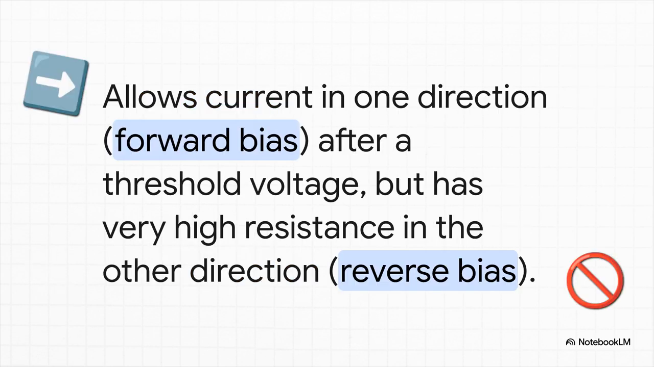Now for something that absolutely does not obey Ohm's law, a diode. The best way to think of a diode is as an electrical one-way street. In the forward direction, you give it a tiny little push of voltage, the threshold voltage, and boom, the gate opens and current flows easily. But if you try to send current the other way, the reverse direction, the gate slams shut, the resistance shoots up, and basically nothing gets through.